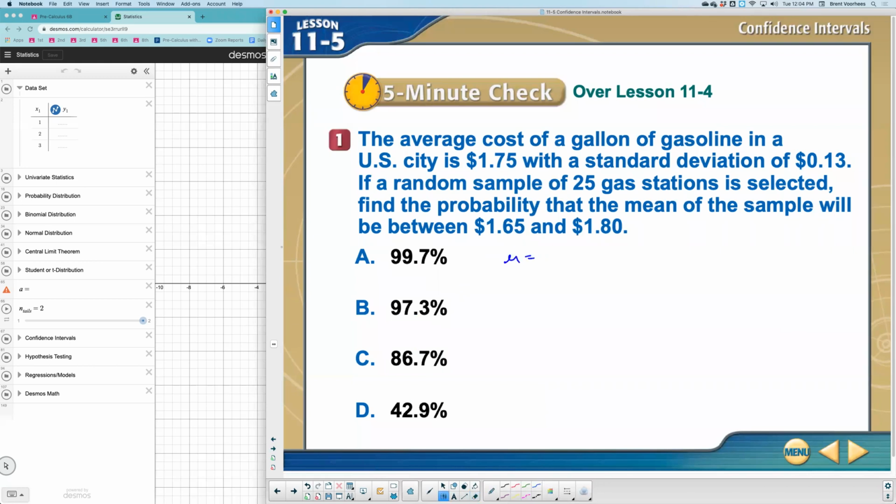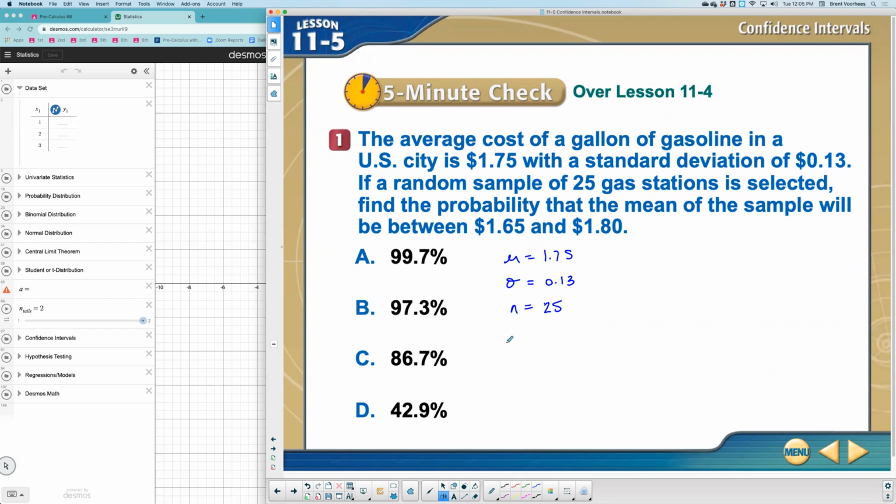So here's the mean, which we use mu, $1.75. And the standard deviation is represented by sigma, 13 cents. It's kind of the idea of how far prices are separate from one another. It says if a random sample of 25 gas stations is surveyed or selected, find the probability that the mean of the sample will be between $1.65 and $1.80.